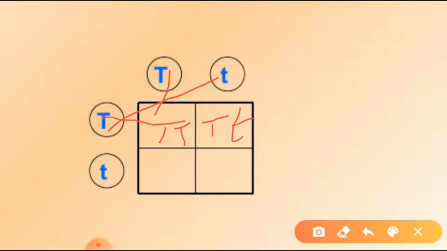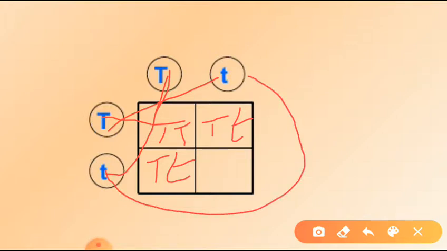Then second, take this small t and cross with this capital T and write in the subsquare. Always listen, first you have to write the capital letter only. So when we cross the small t with this capital T, what do we get? Capital T, small t. Next, again take this small t and cross with this small t and write the result in this square. Okay, so this is the crossing.